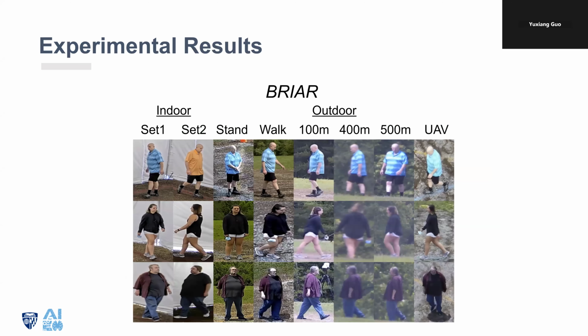In order to show the effectiveness of our model, we do the test on the BRIAR dataset. It's a really challenging dataset. It contains different conditions. It compares the galleries from the indoor case and tests on outdoor with different clothing settings. And for outdoor, it also has multiple walking conditions, the structured walking, the stand and random walking, and also considers various distances like 100, 400, 500 meters, and also the viewing point, the UAV.